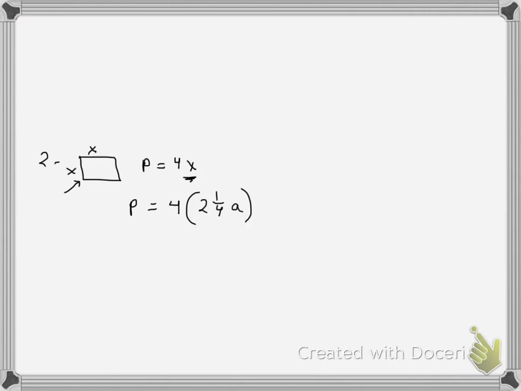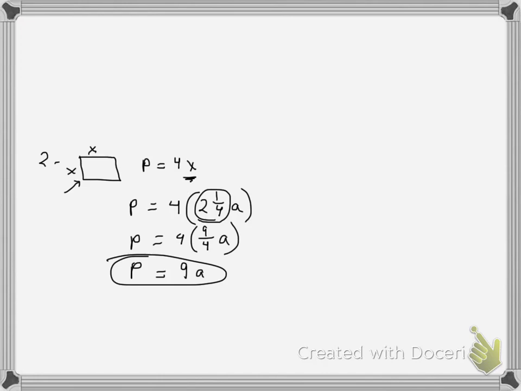Okay, so it looks a little odd. So how would I do that? Well, I'm going to go ahead and multiply. Now to multiply, I need to change the mixed number to an improper fraction, 9/4. Now, 4 times 9/4, notice the 4s will cancel out, and I'll get 9a. So the perimeter is 9a. So these become substitution problems using the correct formula. So let's do one more. I don't think you're going to have a lot of trouble with these.